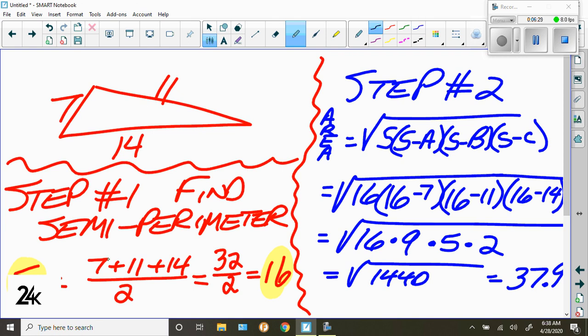So, find the semi-perimeter, add up all the sides and divide by 2. Step 2. Then it doesn't matter which one's A or B or C, okay? It doesn't matter. I just went from small to big, 7, 11, 14. It's 16, then 16 minus the first one, then 16 minus the second one, then 16 minus the third one. Multiply those puppies, press the square root button. Let's do another one where there's decimals. Ready, set, go.